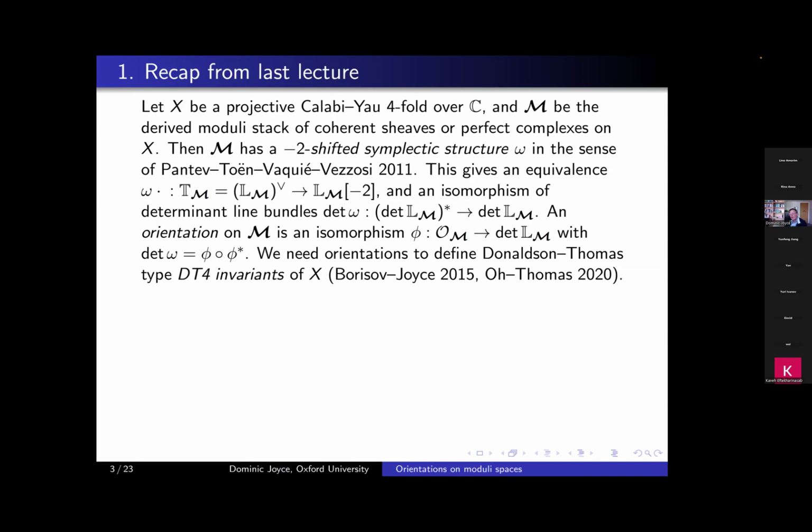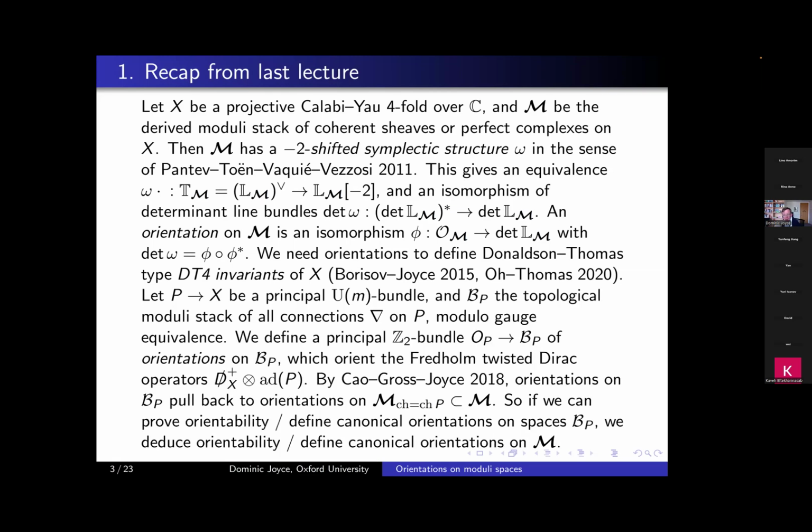a kind of trivialization of the canonical bundle of M, such that this given isomorphism is of the form phi composed with phi star. So it's basically a square root of this isomorphism determined by omega. And we need orientations to define Donaldson-Thomas type invariants of Calabi-Yau four-manifolds, counting coherent sheaves, semistable coherent sheaves on your Calabi-Yau fourfold. So that's a problem in algebraic geometry. I'm going to talk about means of proving orientations exist on such moduli spaces and constructing canonical orientations.